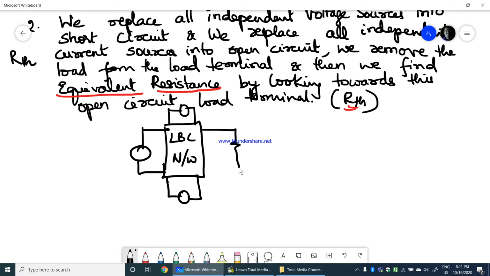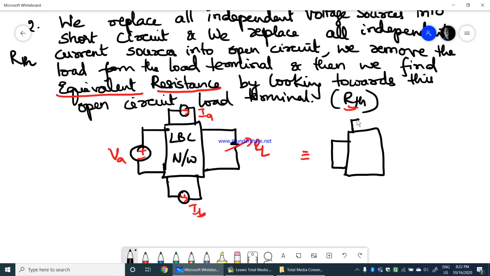Okay, and this is connected to load resistance. So this is RL. So this is a current source IA. Think this is a current source IB. Think this is a voltage source VA. So while finding out RTH, what we do, we try to create a short circuit across the voltage terminal. We create a short circuit across the voltage source and we open all the current sources and create an open circuit across that. So here it is short voltage and here the current source is opened, removed.